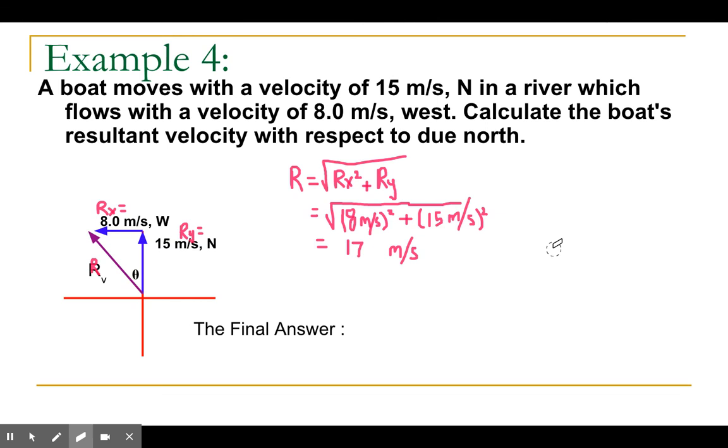What's our next step? Now that we have the magnitude, what else do we need? Well, a vector is considered final when we have a magnitude, units, and a direction, so we still need to determine the direction. Let's do this part together. So technically here's our theta. Theta this time is measured between the resultant vector and the y-axis. So this time theta is located with the y-axis.